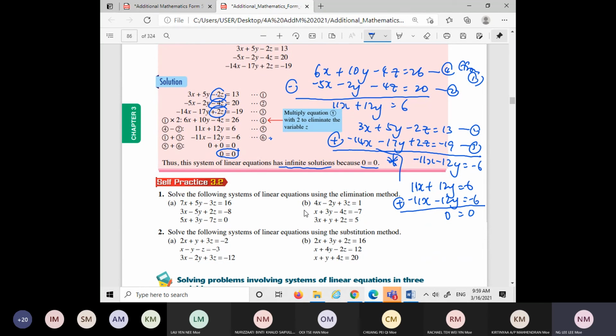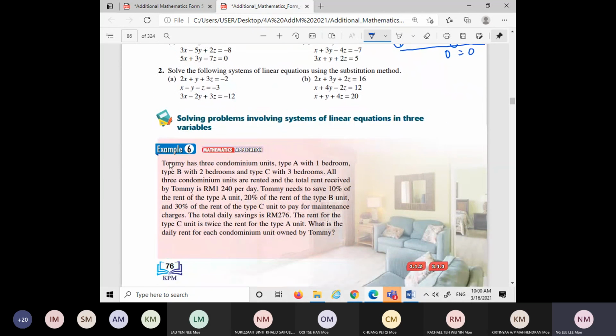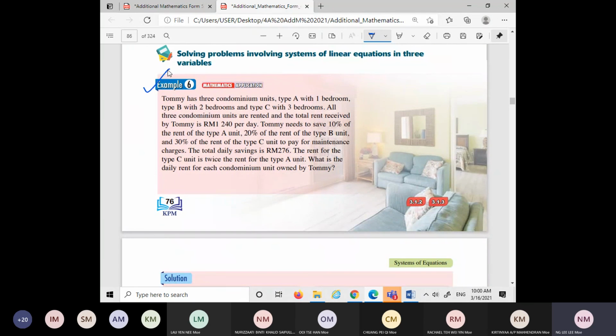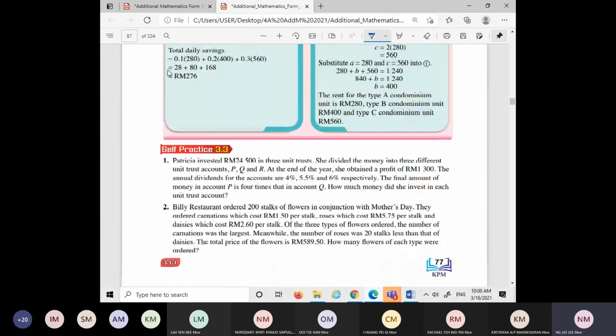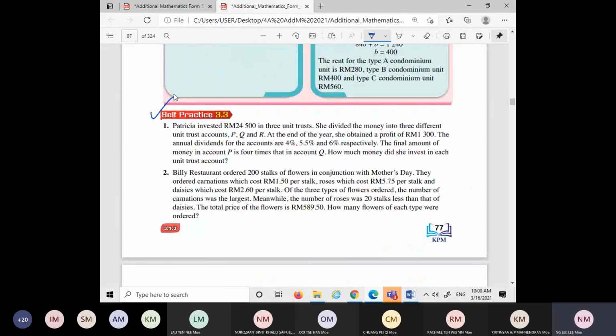So I think I cannot continue, actually a bit more only. I think you can do it by yourself. Just the solving problem questions. Same like just now, if you are able to form the 3 equations, then you are able to solve it. So this one will be the homework for today. And then you can go through this example and the solution by yourself. And then this is another homework for today.